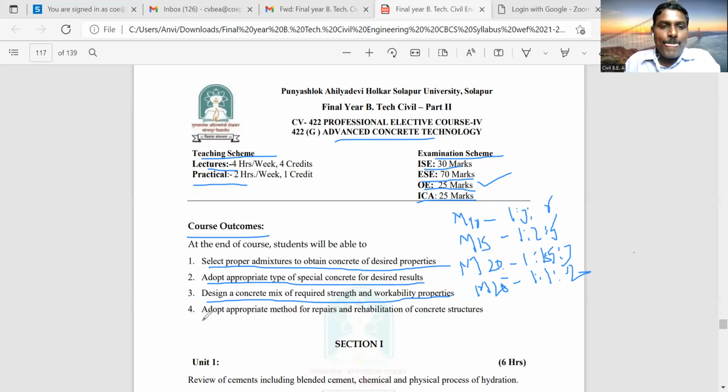Then the fourth outcome is to adopt an appropriate method for repairs and maintenance of concrete structures. Which methods we have to adopt for the repair and maintenance, or repair and rehabilitation, of the structure?